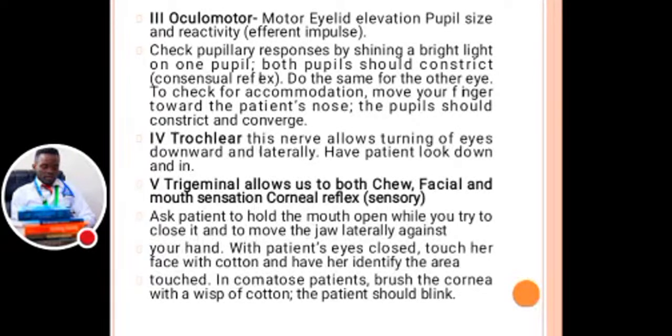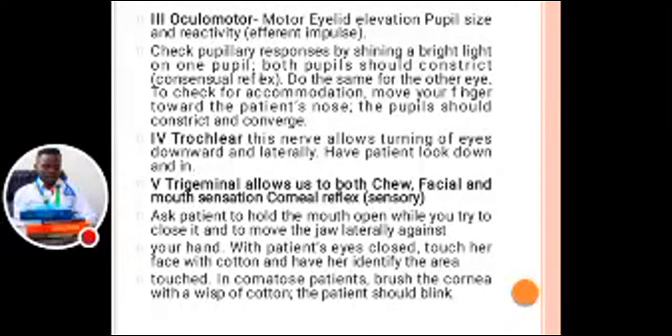In comatose patients, you usually brush the cornea with a wisp of cloth. Then the patient should blink. They should blink, yes.